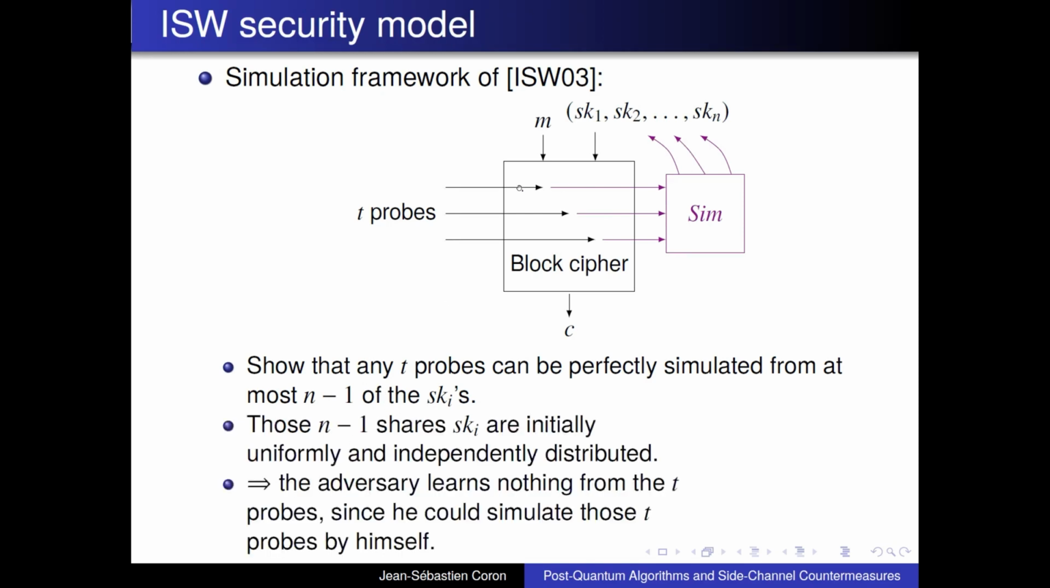But now we know that initially those n-1 shares are uniformly and independently distributed. So this means that this simulation does not provide any information to the attacker, because the attacker could perform this simulation by himself. So he learns basically nothing. And so the argument is based on simulation.